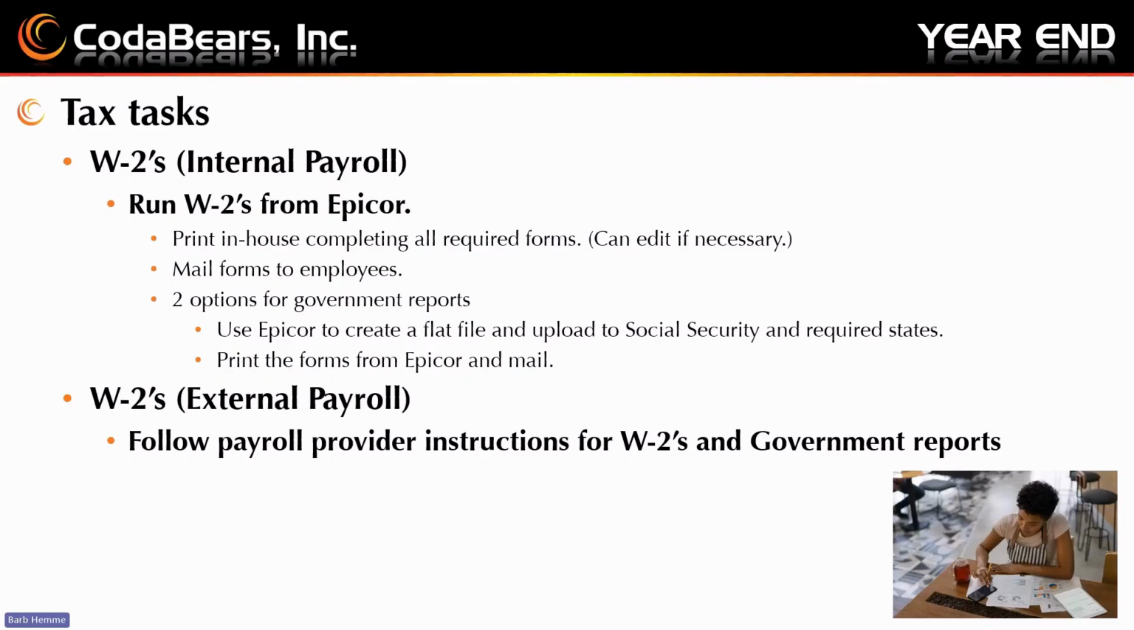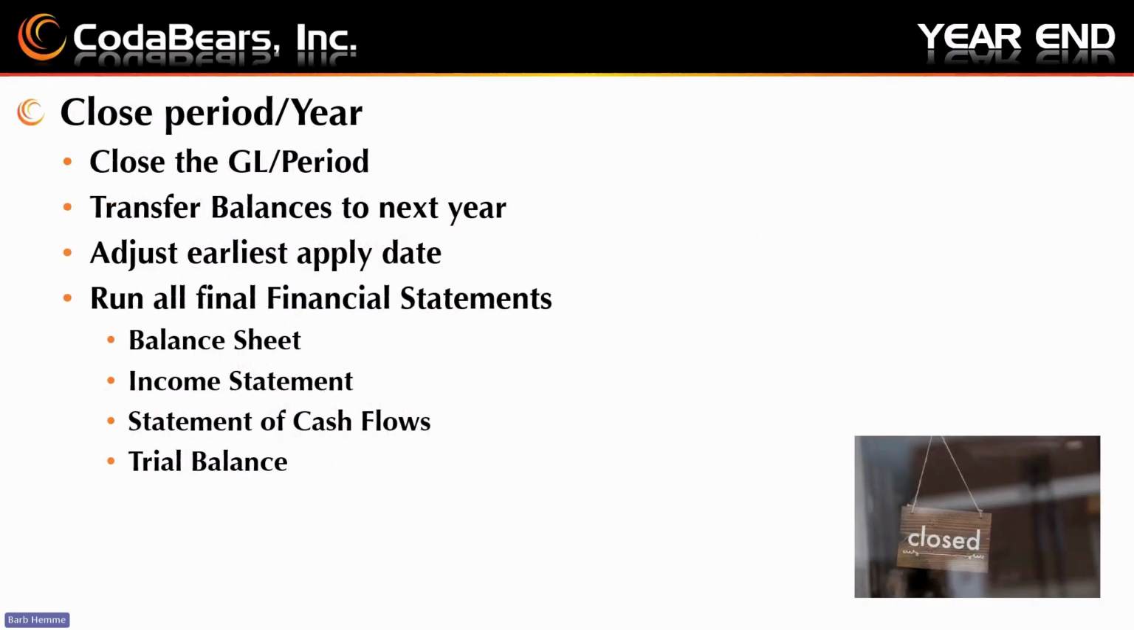You can, in fact, use the IRS for some of this too. You can use Epicor to create a flat file and upload it to Social Security and any required states, or you can print the forms from Epicor and mail them to the Social Security Administration and anything that you need to run for your states. If you're doing an external payroll, follow the payroll provider instructions for W-2s and government reports. They may even import all of that information right to the government.